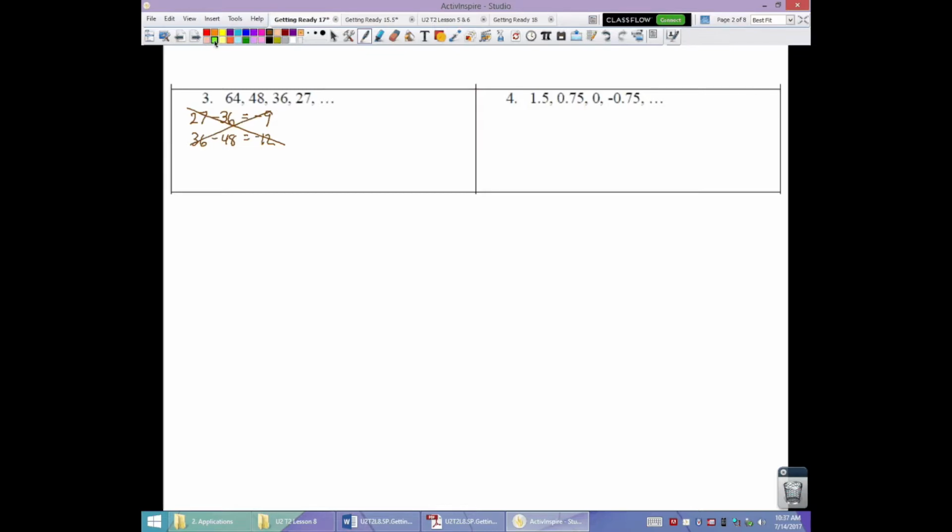Okay? So then we would try to see if it's geometric. 27 divided by 36 is 3/4. 36 divided by 48 is 3/4. And 48 divided by 64 is 3/4. So yes, this one is geometric. We know that because it has a common ratio of 3/4 or 0.75.